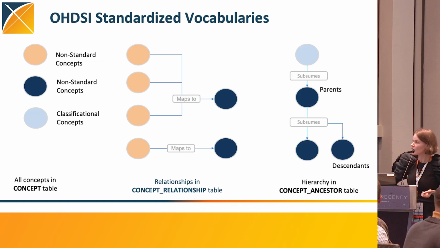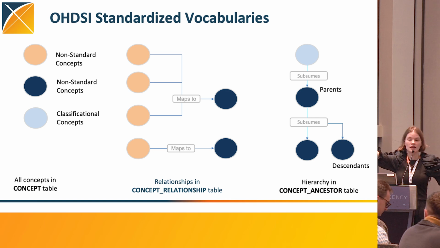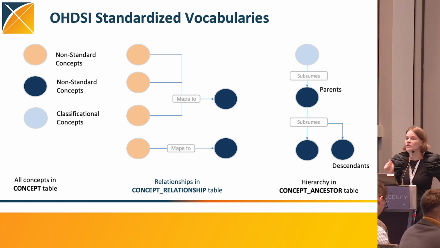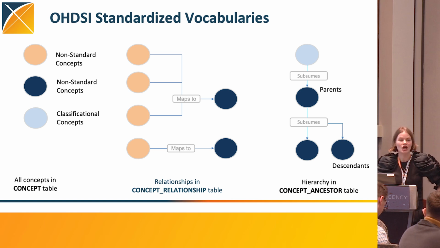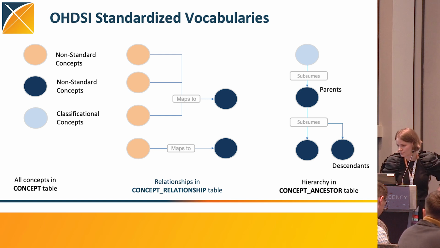And in the OHDSI vocabularies, we import all of the vocabularies, we create the links, so all of the concepts can be found in the concept table, all of the relationships among concepts can be found in the concept relationship table, and finally the hierarchy can be found in the concept ancestor table. And these tables can be retrieved and queried via SQL statements or R statements, but also we will show you a user-friendly interface on how to access the very same information in a user-friendly manner. And the tool we will be using for that is Atlas.